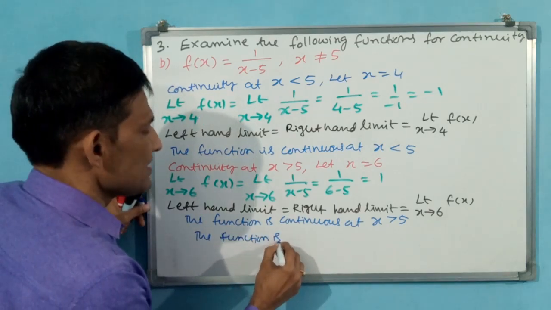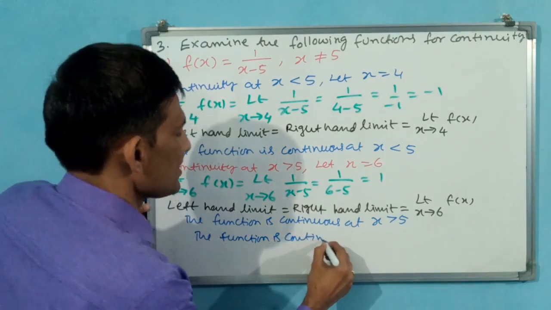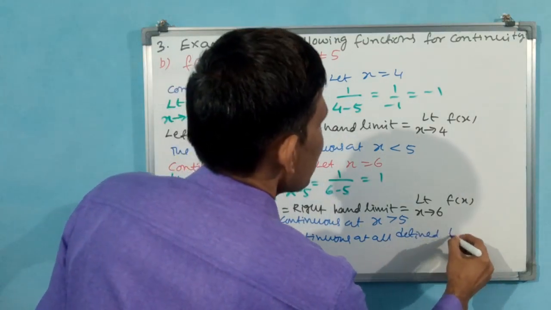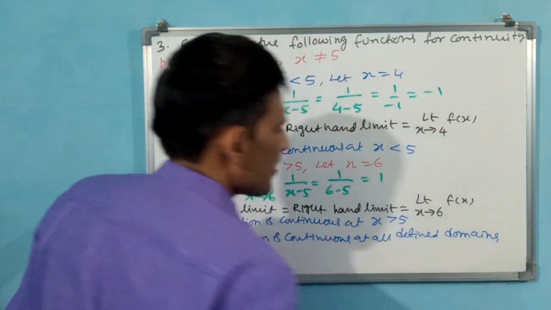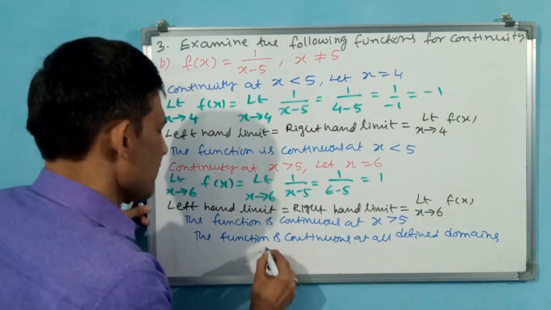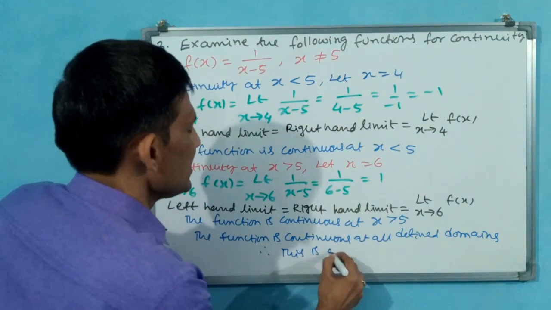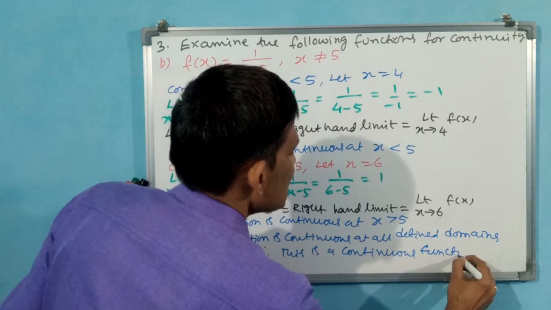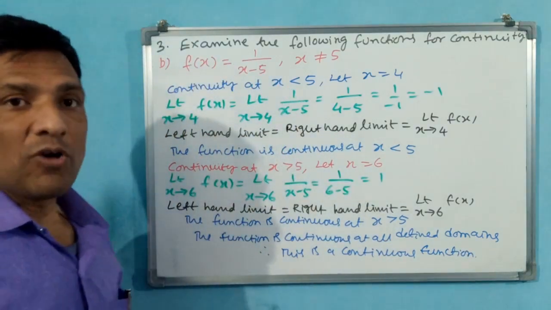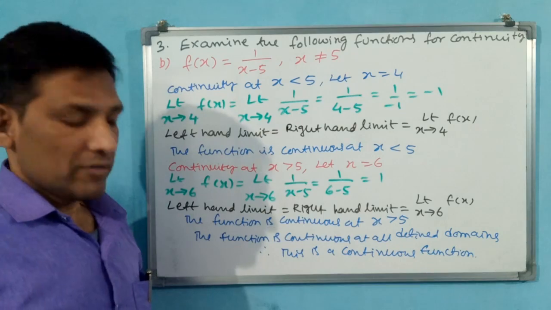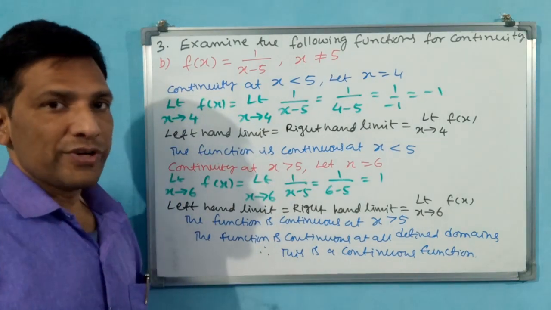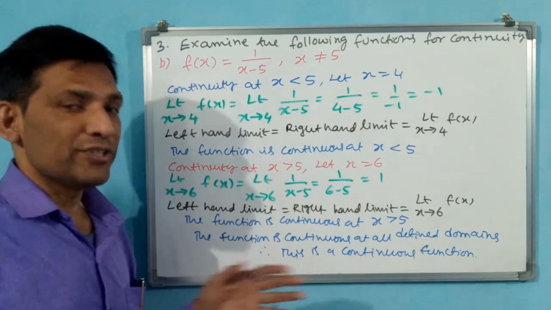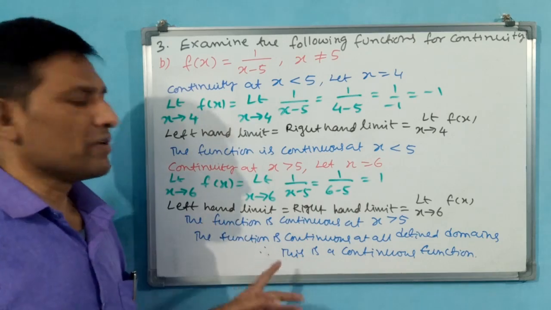The function is continuous at all defined domains or defined values. Therefore, this is a continuous function. Finally, you have to write this is a continuous function. Okay. There is no discontinuity. Why? Because see, discontinuity is there at 5, but that is not defined. That is why we cannot say this is discontinuous. This is a continuous function. Like that we will write and close.